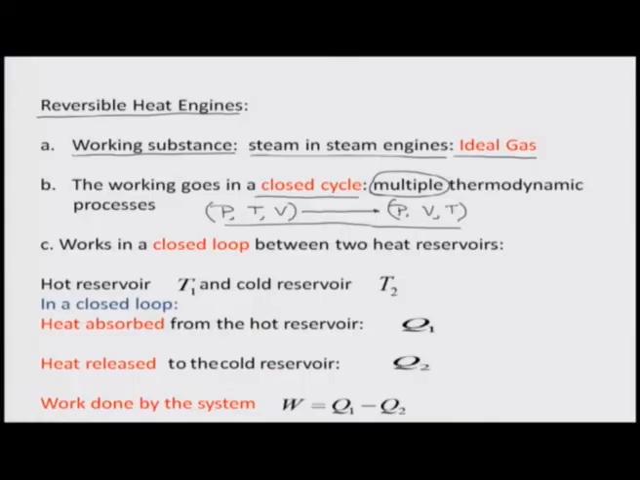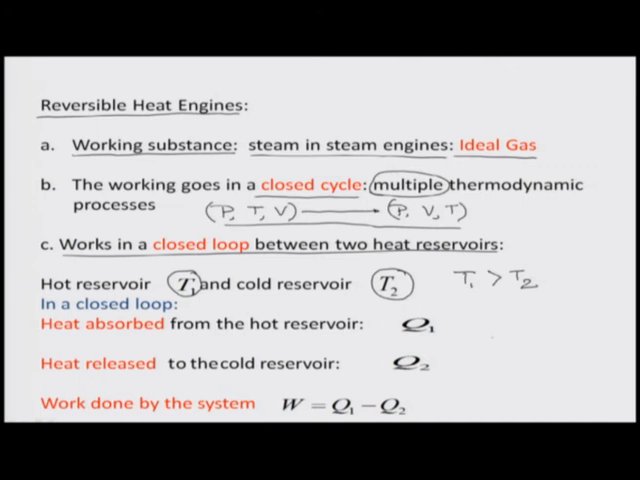So, I have a working substance. This working substance goes in a closed cycle, that is multiple thermodynamic processes. I start from P, V, T, I should come back to P, V, T. It works in a closed loop between 2 heat reservoirs. So, the engine assumes the existence of 2 heat reservoirs. One is hot, which is at temperature T1, another is cold, which is at temperature T2. So, I write T1 greater than T2.